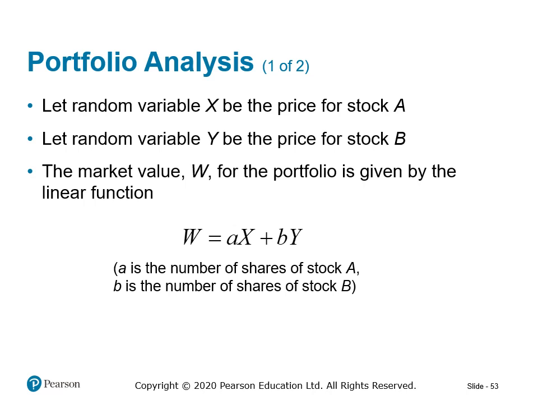So if x is the price of stock A, then A times x is the value of how much you own in stock A, right? And B times y is the value of how much you own in stock B, right? So I add those up. A times x is how much I have in stock A, and B times y is how much I have in stock B, where x is the price of stock A, and y is the price of stock B.